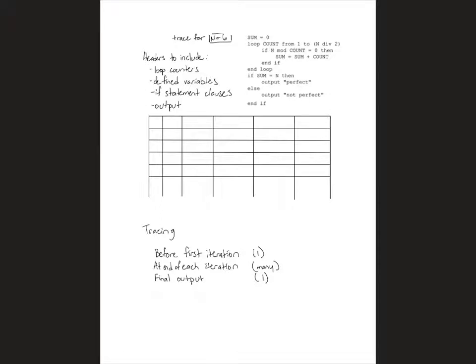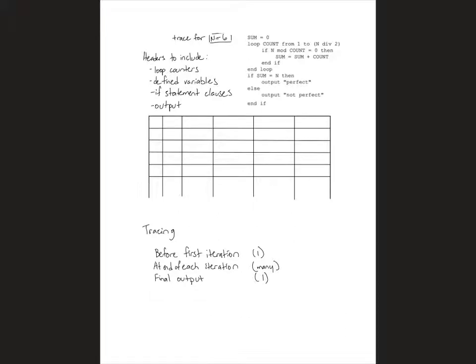We're going to go over how to trace an algorithm. Our algorithm in this case is here on the left side. We can see that we have an algorithm which says sum equals 0, then it has some loop, and then after the loop it has some if statements, and then it outputs it. Whenever we get a question like this in the IB exam, we want to do a few things.